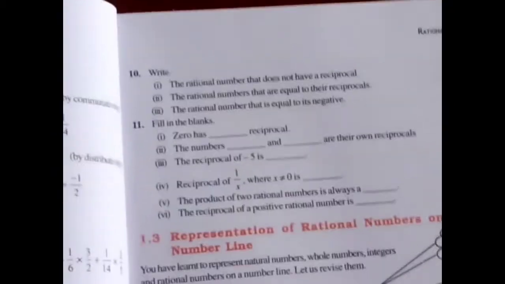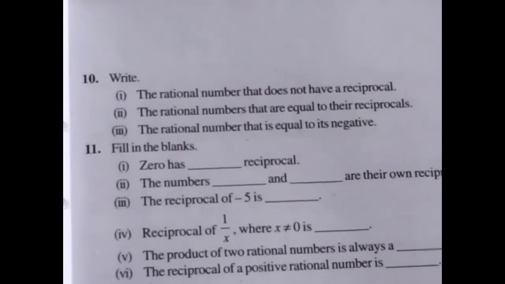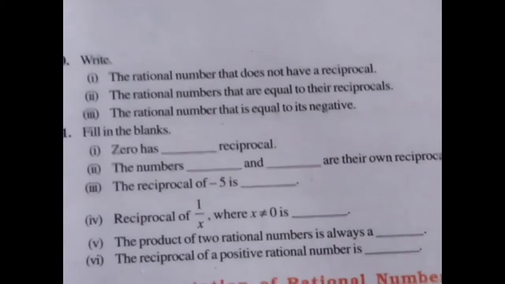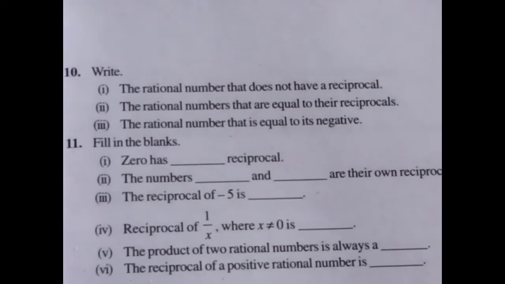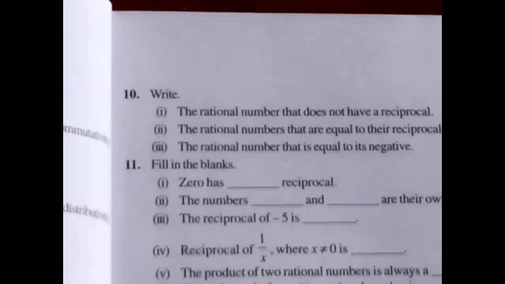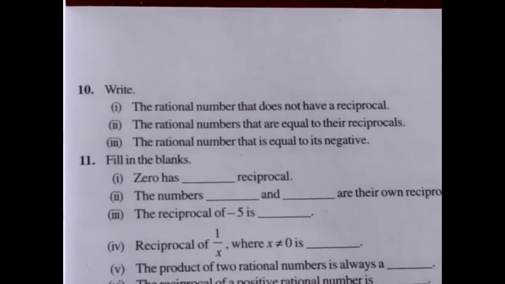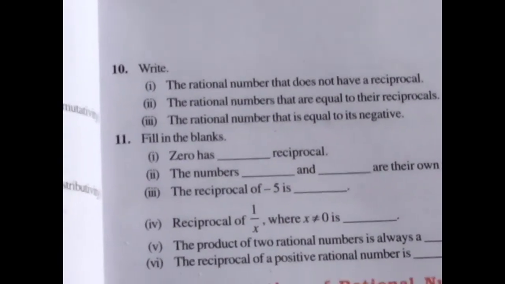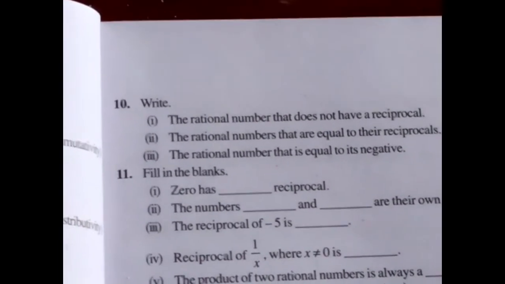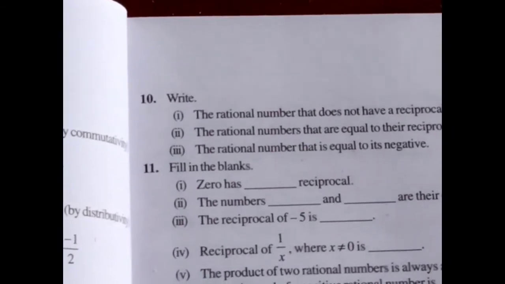Example number 10. Write the rational number that does not have a reciprocal. Which number does not have a reciprocal? Do you know? 0 does not have a reciprocal, right? Now second, the rational numbers that are equal to their reciprocals. Which numbers have equal reciprocals? Suppose, what is the reciprocal of 1? 1 only. And what about minus 1? So 1 and minus 1 are the numbers equal to their reciprocals.